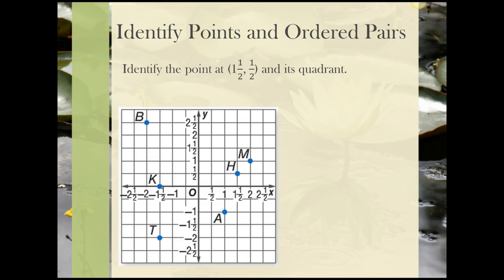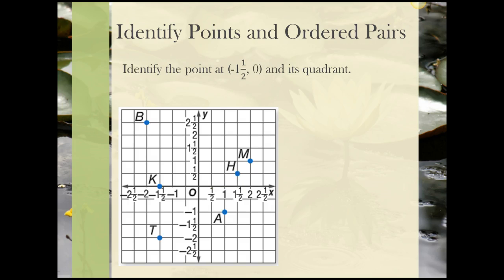Now let's find the point given its ordered pair. We have the point (1 1/2, 1/2). We know that this is the x and the y value. We'll start at the origin, or the center, and we'll move 1 1/2 units on the x-axis. Then we will move up 1/2 unit and we arrive at point H. The point is H, and H is in quadrant 1.